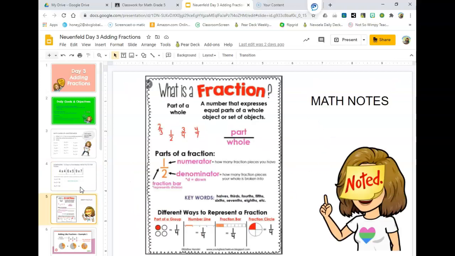We have a few notes for your math notes today. What is a fraction? A fraction is a part of a whole. It's a number that expresses equal parts of a whole object or a set of objects.